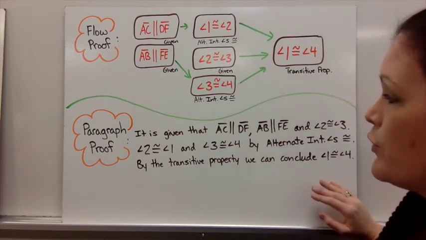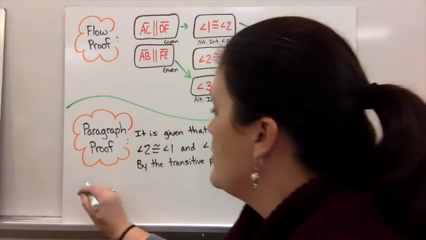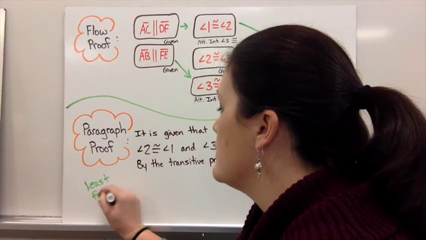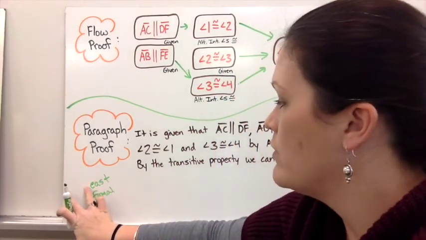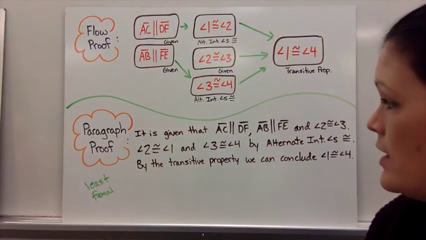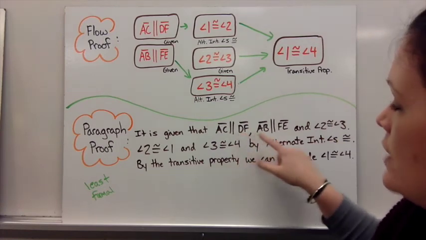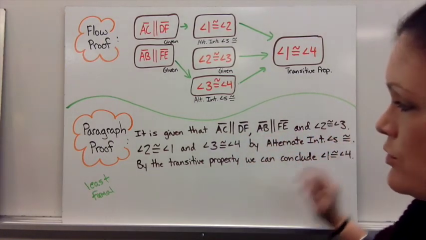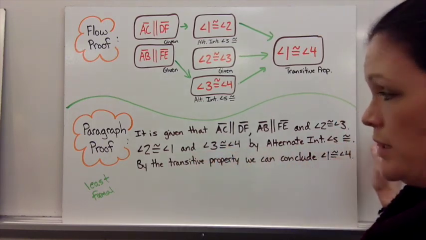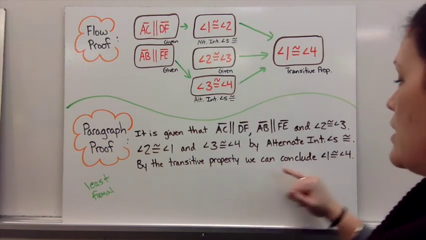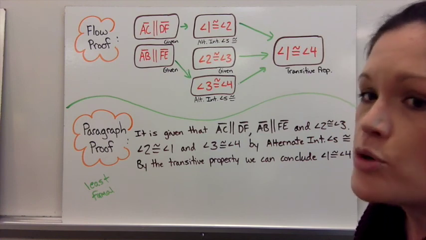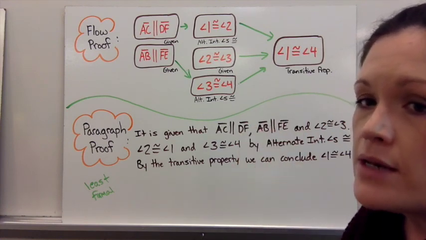And then the paragraph proof is to write all of this out. And remember, this is the least formal method because it's just a written explanation of all of those steps we've written with the 2-column proof and now the flow proof. It is given that AC is parallel to DF, AB is parallel to FE, and angle 2 is congruent to angle 3. Angle 2 is congruent to angle 1, and angle 3 is congruent to angle 4 by alternate interior angles being congruent. By the transitive property, we can conclude angle 1 is congruent to angle 4. So you can tell by reading that it just sounds a little less formal than all those nice steps that you mapped out in the 2-column proof.